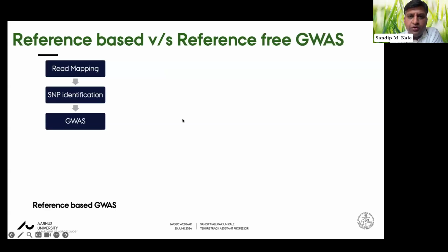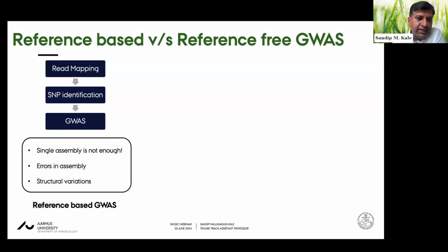And then the next obvious step, once we have the genotypic and phenotypic data, is to perform genome-wide association analysis. As you all know, there is the standard reference-based pipeline, where you map the reads against the reference genome and identify SNPs, and those can be used for performing the genome-wide association scan. But it has some limitations. First, as we all know, a single assembly is not enough to capture all the variation present within the species.